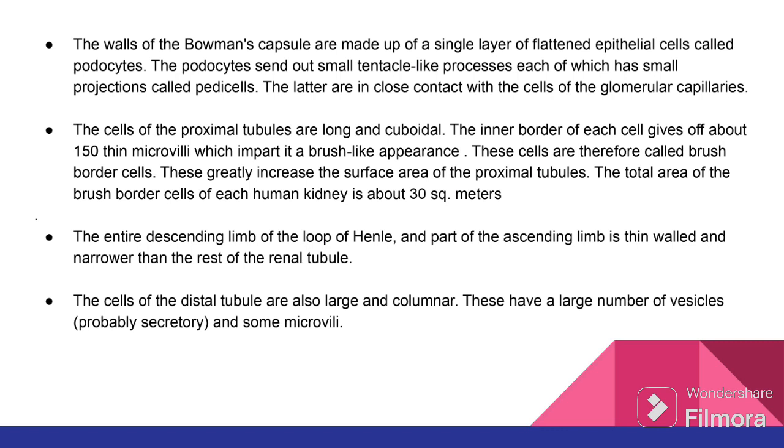The entire descending limb of the loop of Henle, and part of the ascending limb, is thin-walled and narrower than the rest of the renal tubule. The cells of the distal tubule are also large and columnar. These have a large number of vesicles, probably secretory, and some microvilli.